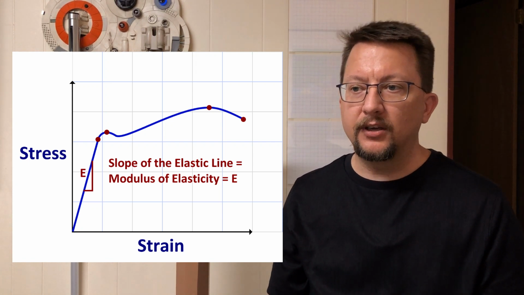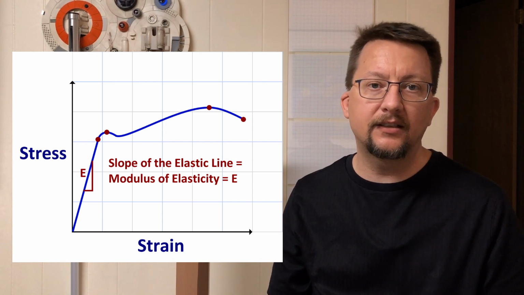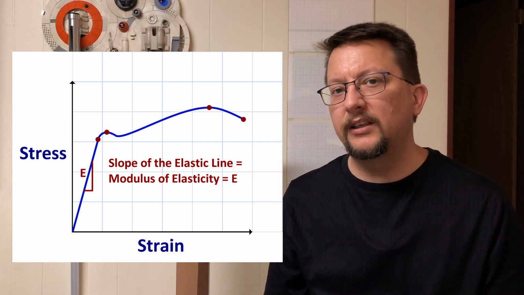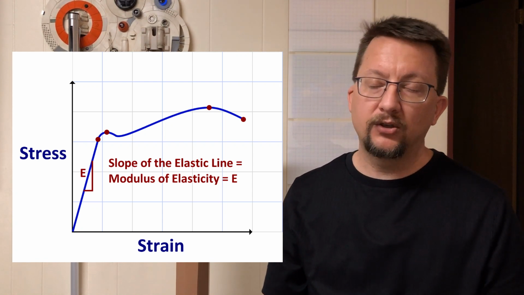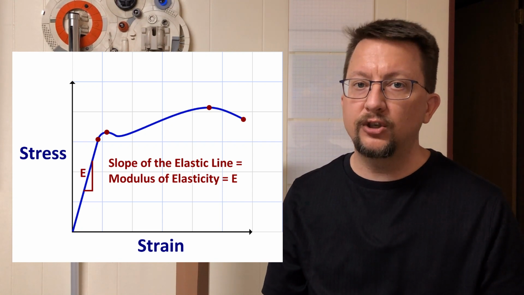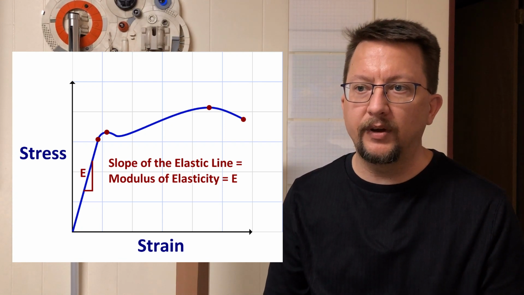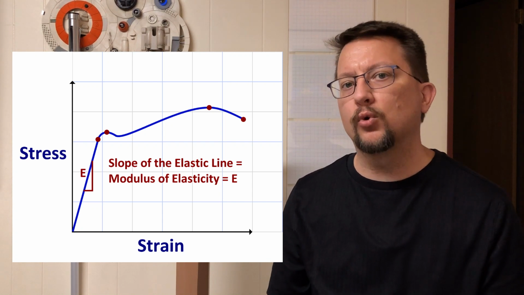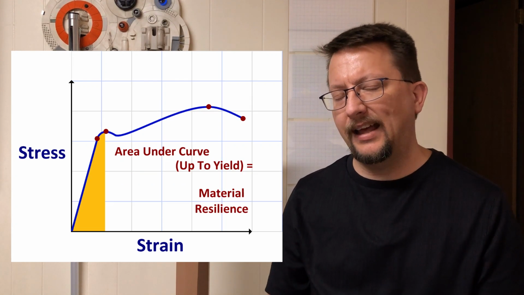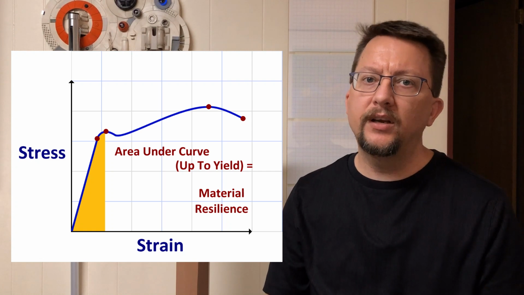So as you can imagine, a higher slope is going to mean it takes more force or more stress to move it the same amount. A really low Young's modulus, or modulus of elasticity, is going to mean that it doesn't take very much stress to change the shape quickly. So a higher modulus of elasticity is going to mean that it's basically more rigid, that it's going to yield slower.